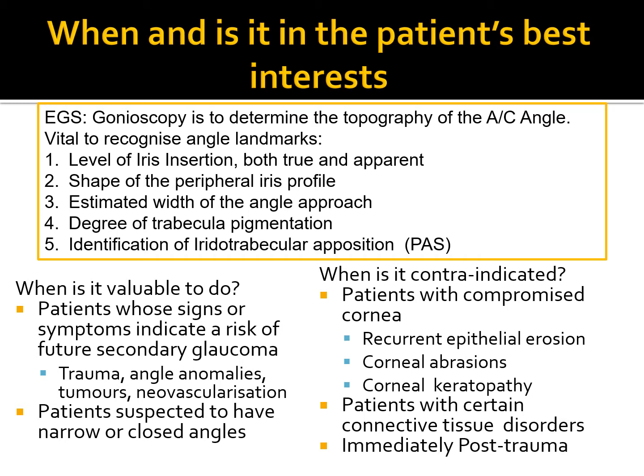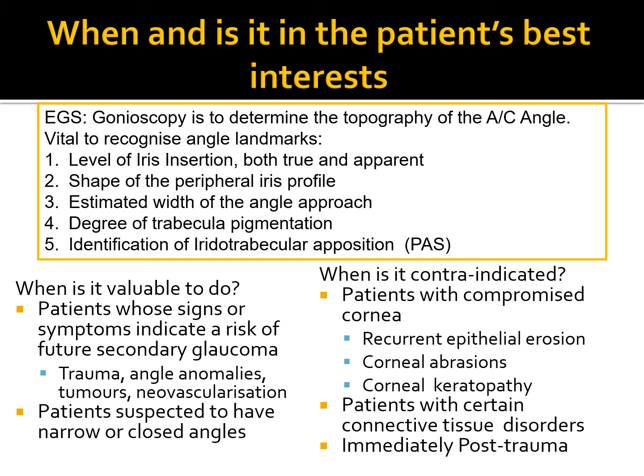So when is it valuable to do? Well, for patients whose signs or symptoms indicate a risk of future secondary glaucoma: trauma, angle anomalies, tumours, neovascularization. Now, a lot of those things would be at the hospital anyway. Someone with severe neovascularization is hardly likely to be dealt with at community level. And patients suspected to have narrow or closed angles. And I may suggest that there are other alternatives to that anyway.